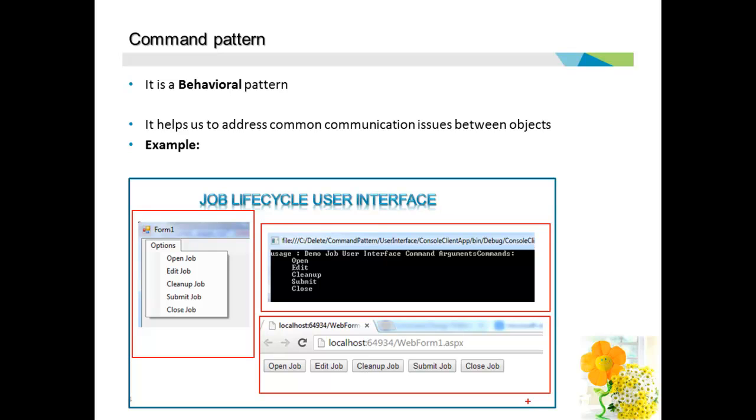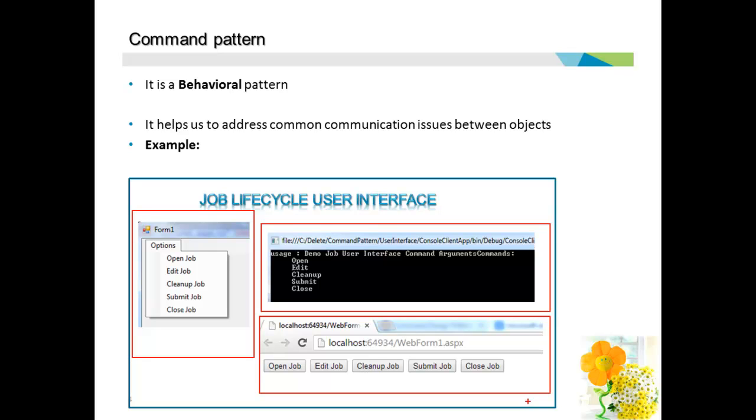If you look at all three of them, you can see that these applications are about maintaining a job life cycle. You would want to create a job, open a job, edit a job, clean up a job, submit a job, close a job, or you might want to delete a job. These are different actions associated with the job life cycle.